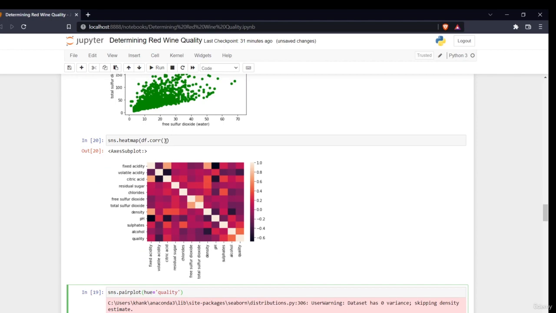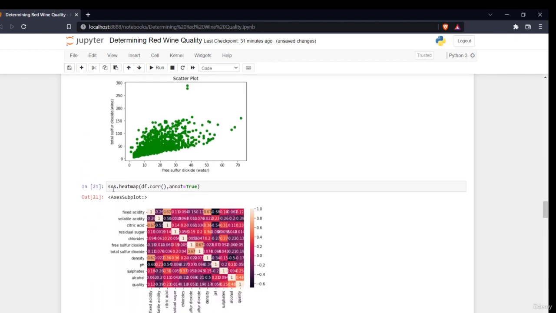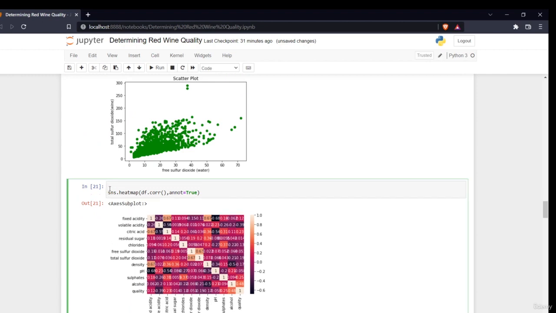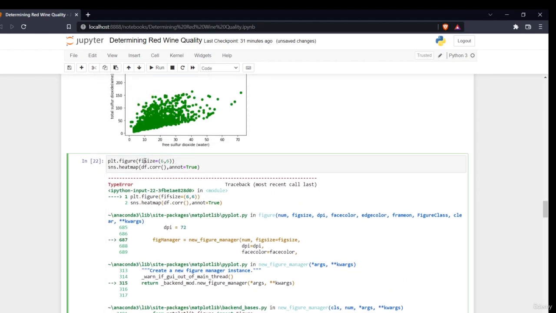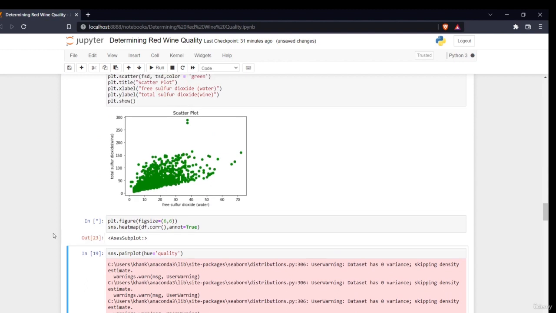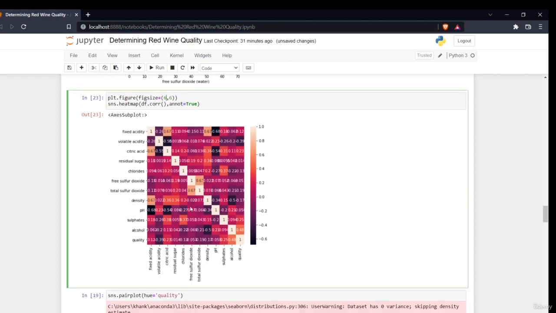And then I'll write here annot equals True, so it will show all these values. Okay, I'll also enhance this figure with plt.figure and figsize equals 6 comma 6. We'll have a bigger plot. Okay, 6 comma 6, I just have to write this. Okay, so this is my plot.